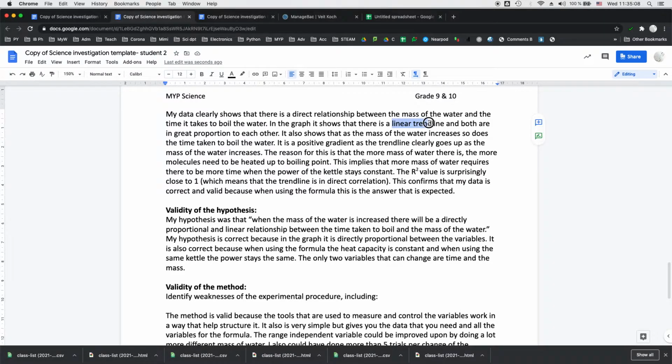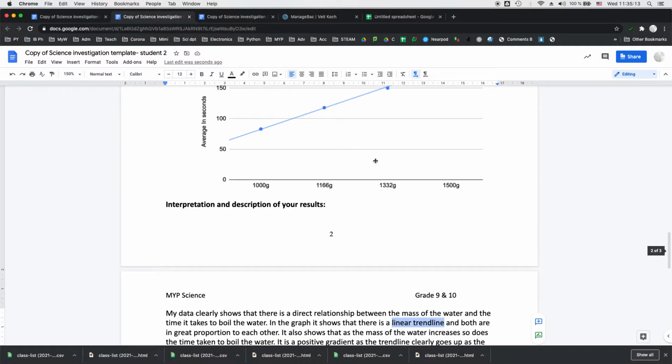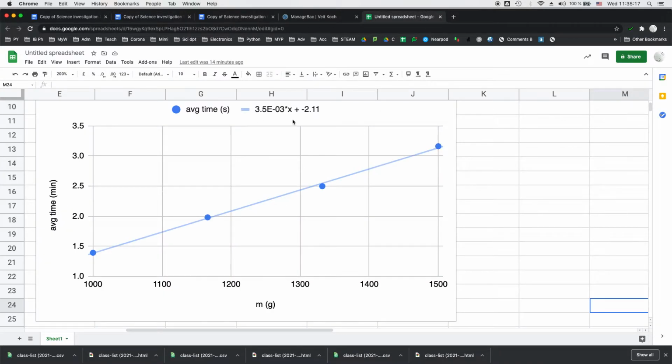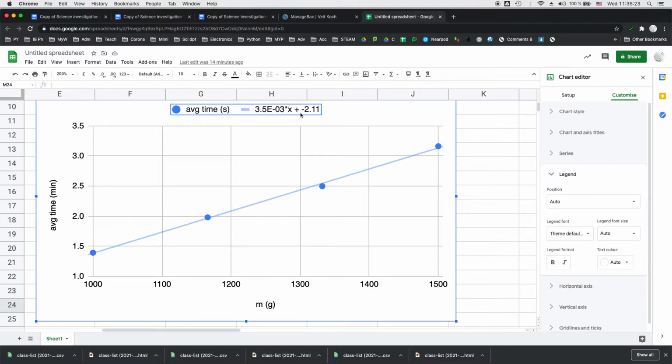Linear trend line. Okay, does that make sense? Actually, you would expect a directly proportional relationship, and if you look at that same data, it is actually quite close. The y-intercept is only negative 2.11. That's quite close to the origin.